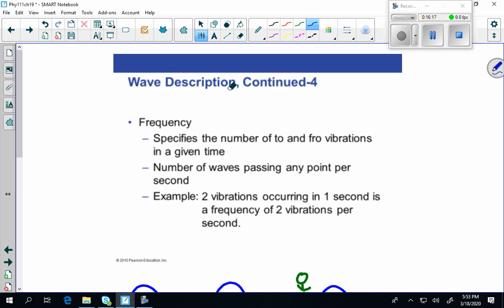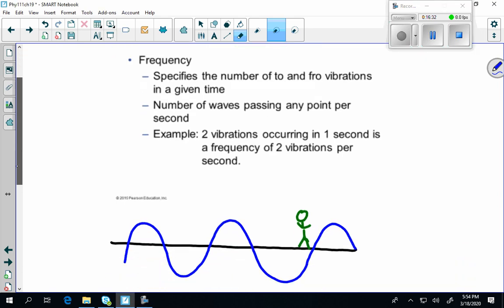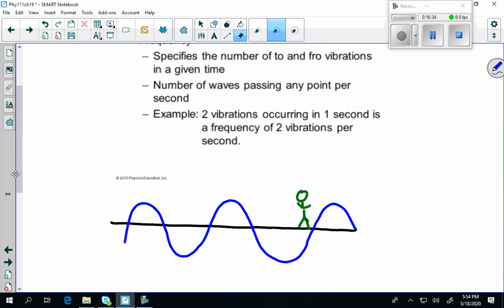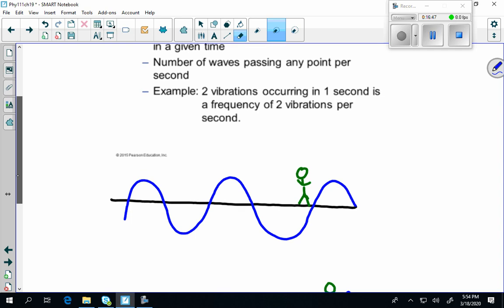Frequency is talking about the number of back and forth cycles in a given time. So the number of waves passing any point per second. So for example, if I had 2 vibrations every 1 second, that would be a frequency of 2 vibrations per second, or 2 hertz. I've drawn these pictures here to help us try to understand a little better.